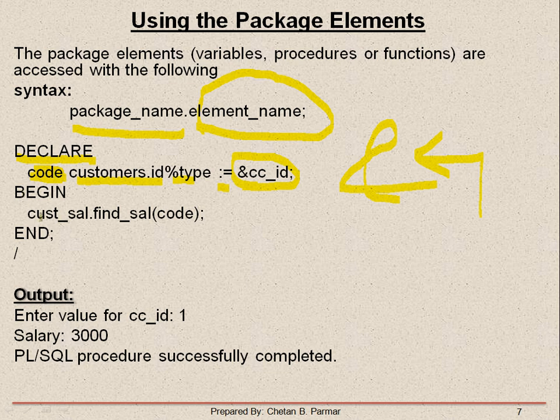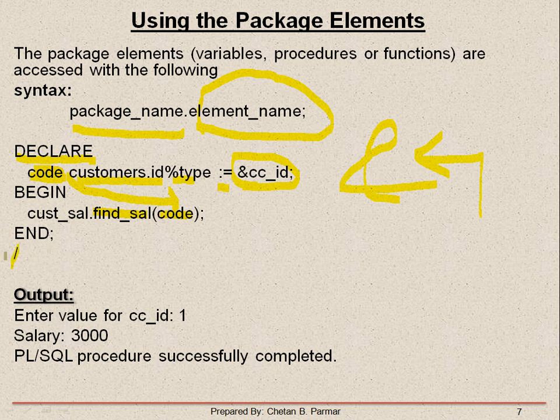Then the begin section, and here we are calling the package. First is the package name. See here is the package name, so cust_salary is our package name. Then dot and the element name. We already have a procedure, find_salary, and here we are passing one variable, code, which was already input by the user, and terminate with end. So this PLSQL block is over. Now we execute this block by slash.